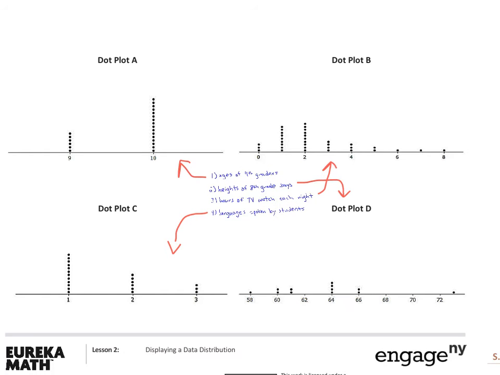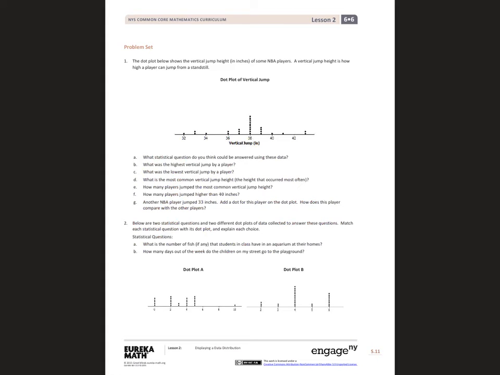So yes, there are some people, unfortunately, who are watching 8 hours of TV at night. But for the most part, it's down to 2 or 1. And then we have a few up here, and then a few that don't watch any TV. So like always, pause the video, try the problem set on your own, and then check back.